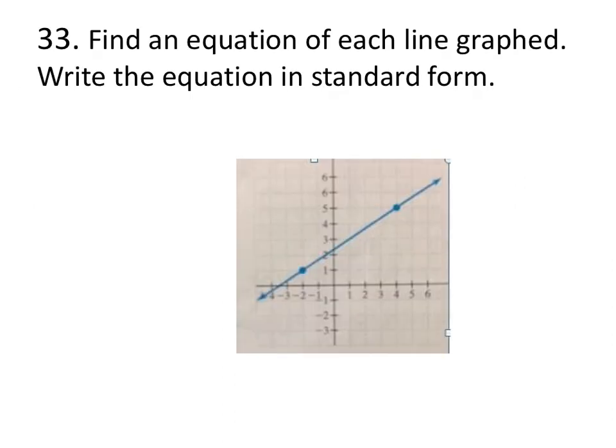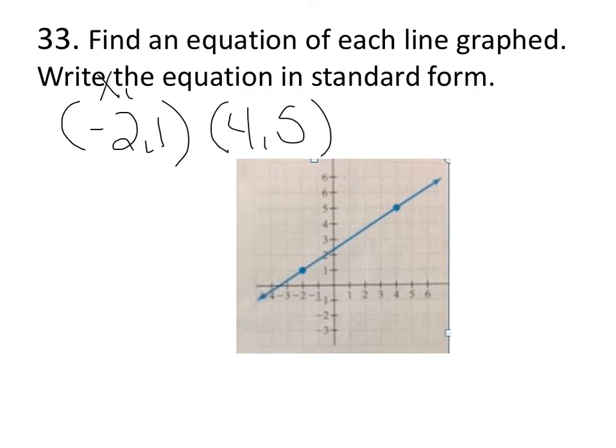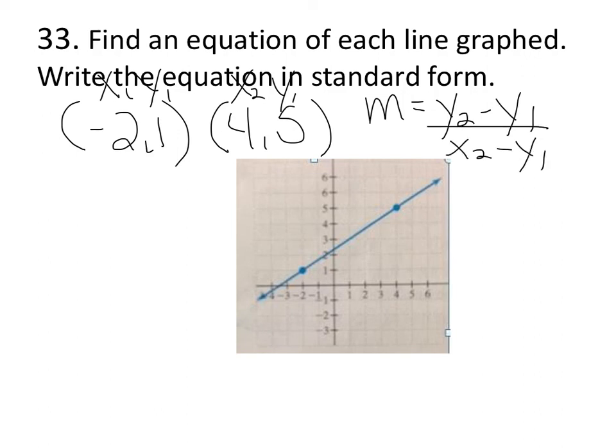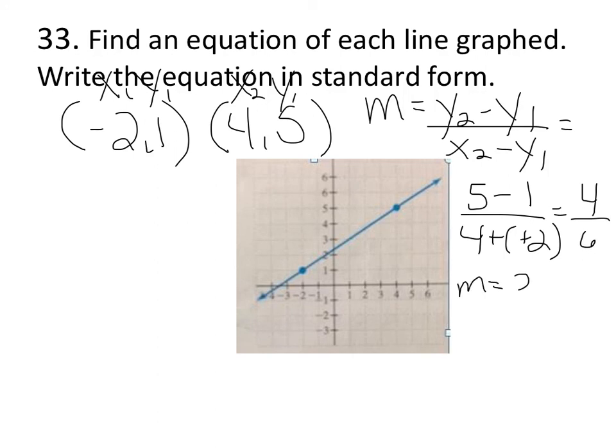Same thing on this one, figure out what the 2 points are. This point here is negative 2, 1. So I'm going to write that down. And then this point here is 4, 5. Okay? So then label them. x1, y1, x2, y2. So m equals y2 minus y1 over x2 minus x1, which is 5 minus 1 over 4 minus negative 2, right? So I have 4 over 6, which we're going to reduce to 2/3, right?